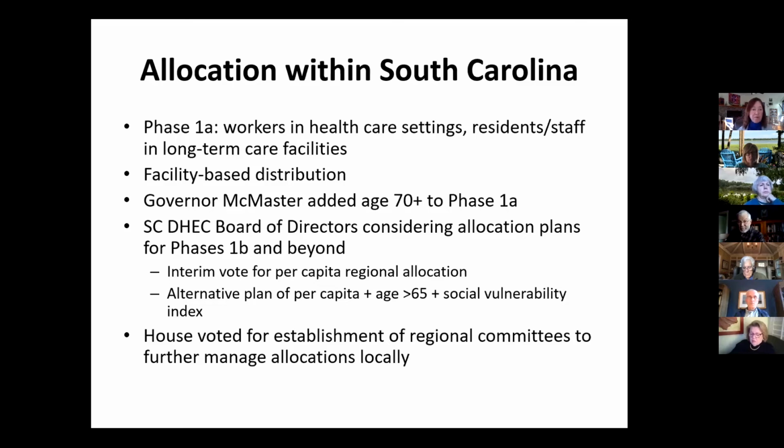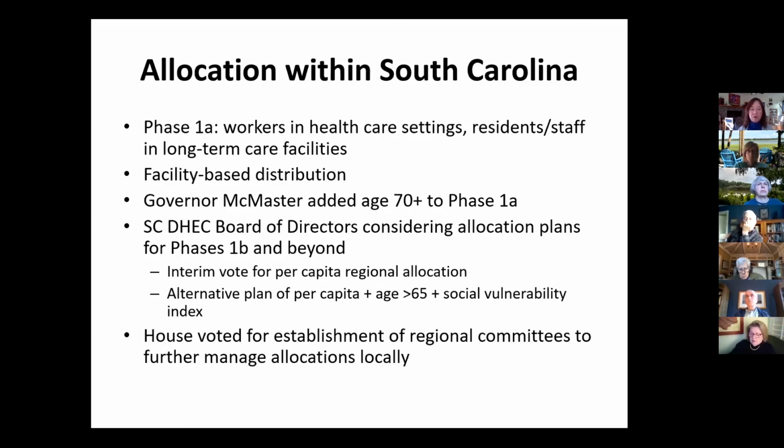As I think has already been mentioned, the DHEC Board of Directors had an interim vote for regional allocation that would be strictly per capita. And I listened in on that meeting. I think they were making that judgment because they had the impression that that's going to be easiest, well, I guess it is easiest, but they also had the impression that that would be fastest and be most efficient in getting vaccine into arms. We're concerned about getting vaccine into the right arms, not just arms.